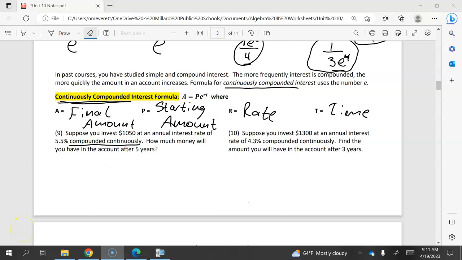Okay, so I erased this stuff. If you need to go back and get that, just go ahead and pause the video, rewind. I only have a little bit of time left. I want to get this last one finished.